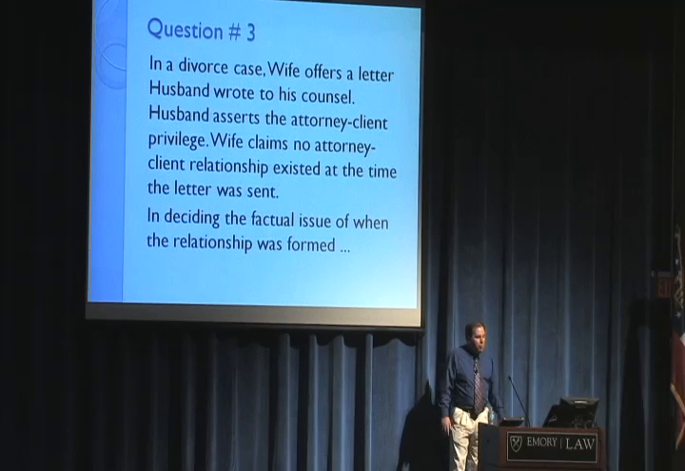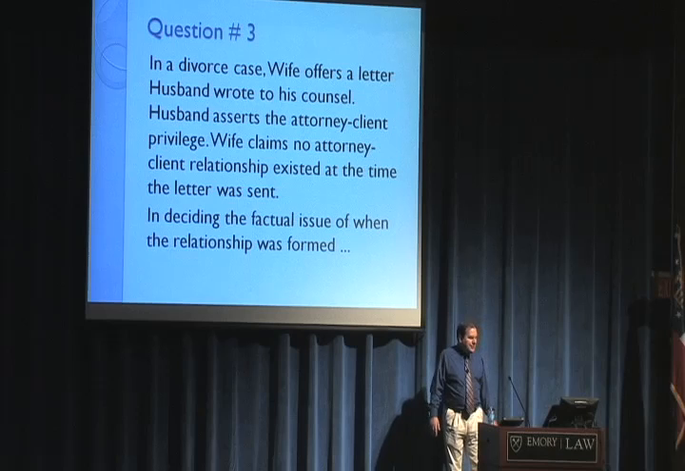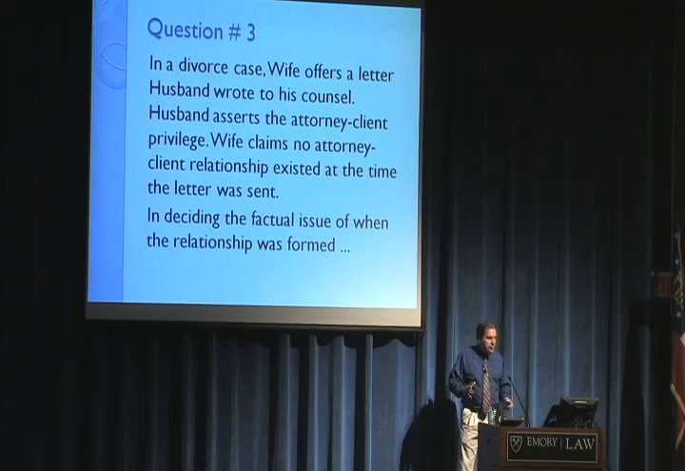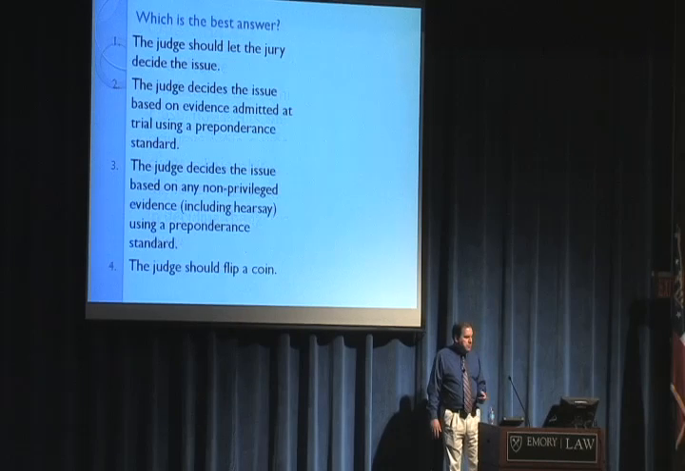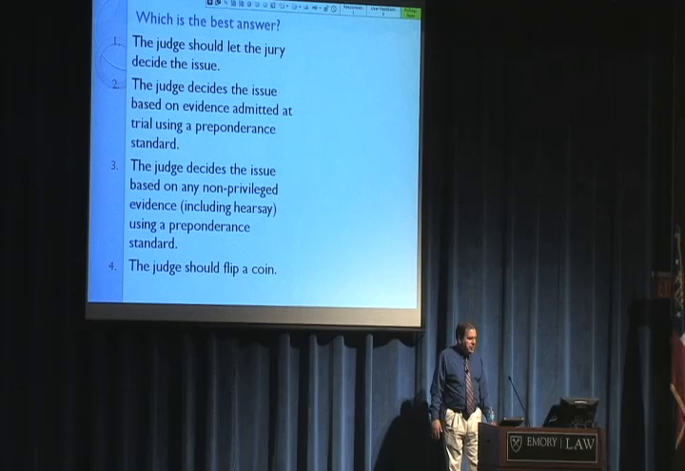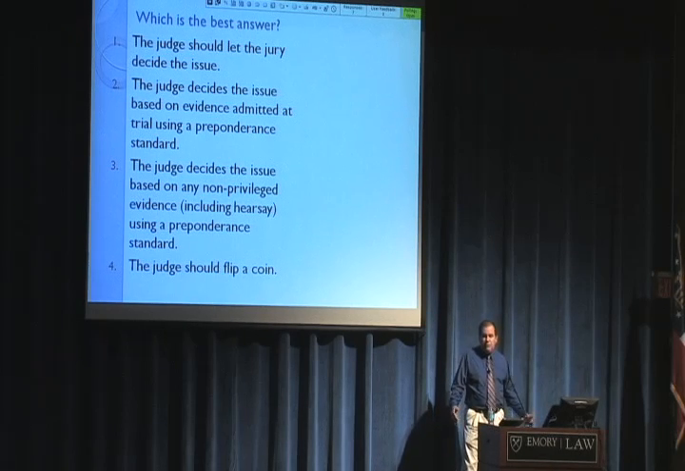Okay, in a divorce case, wife offers a letter husband wrote to his counsel. Husband asserts the attorney-client privilege. Wife claims no attorney-client relationship existed at the time the letter was sent. Now, this creates a preliminary question of fact. When was the attorney-client relationship formed? In deciding this factual issue, number one, the judge should let the jury decide the issue. Two, the judge decides the issue based on evidence admitted at trial using a preponderance standard. Or three, the judge decides the issue based on any non-privileged evidence, including hearsay, using a preponderance standard. Or four, the judge should flip a coin.